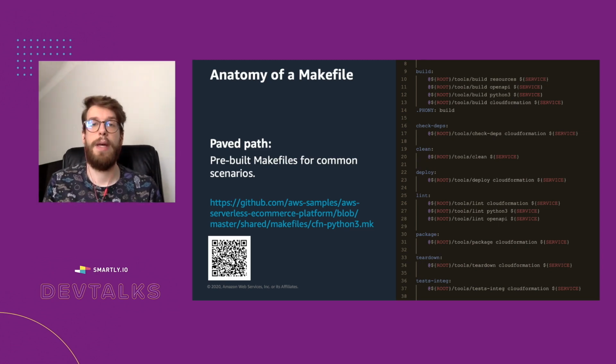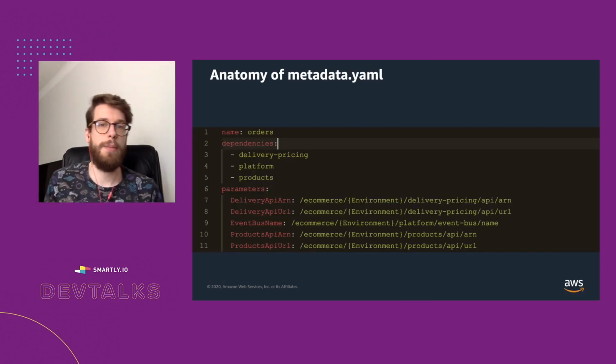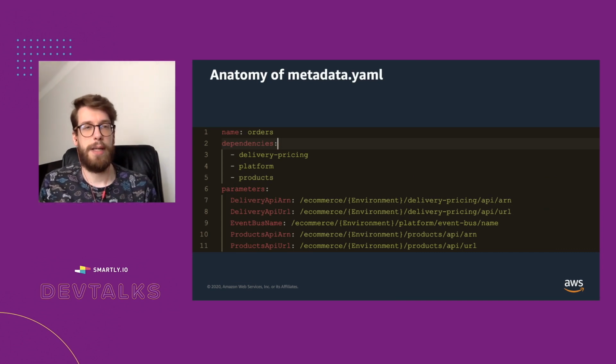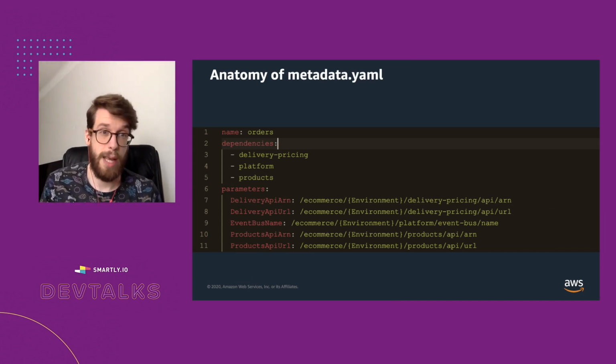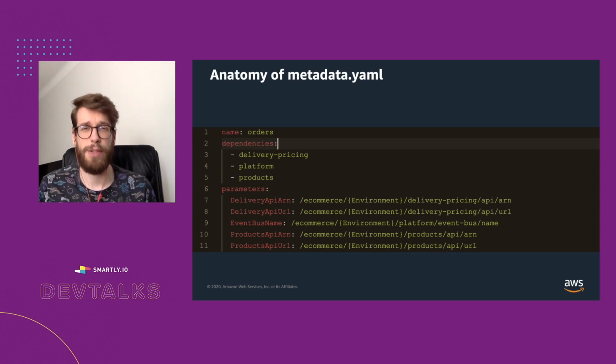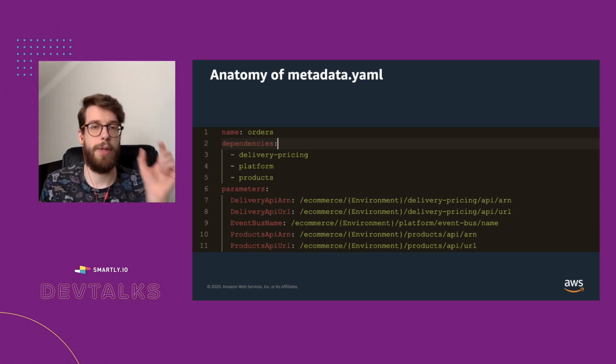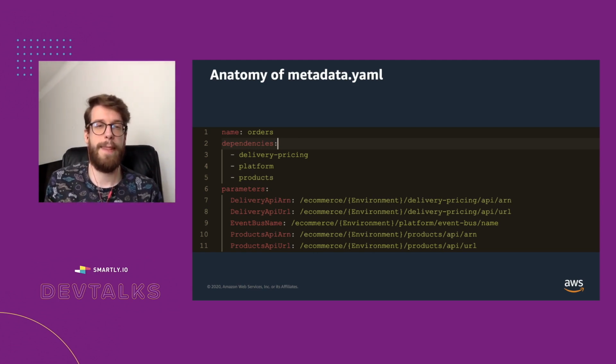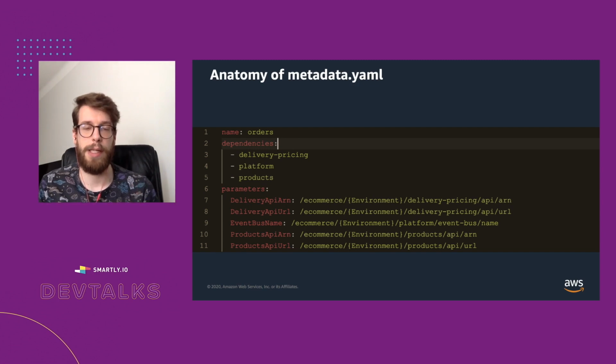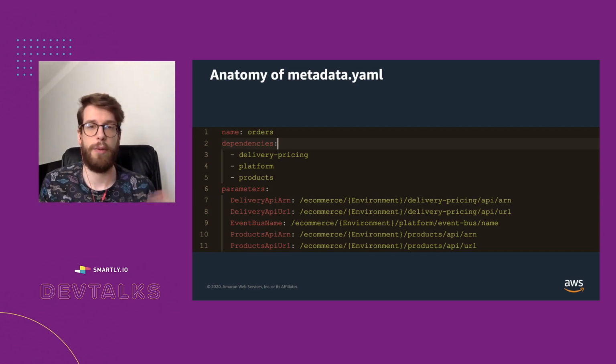And then you have the metadata file, and this contains information about the name of the microservice, its dependencies, which is very helpful for when you're deploying resources. And then parameters. So I mentioned the parameters in CloudFormation, and then here I have the parameter store name for it, with environment being a variable that gets dynamically injected, depending if I'm on the environment I'm working on.